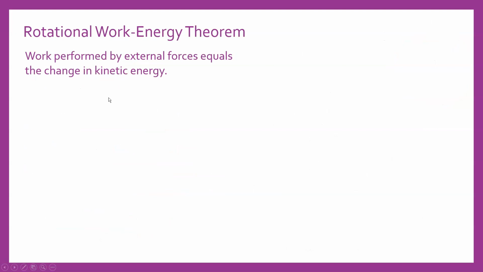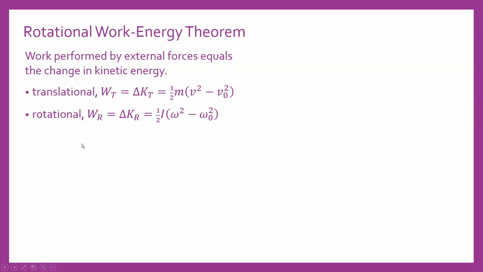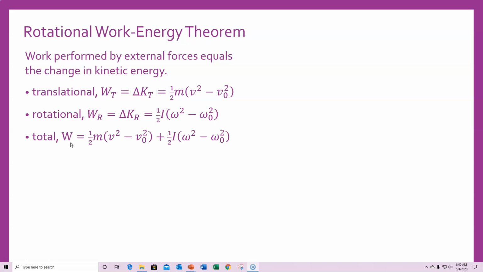Let's take a look at the work-energy theorem in rotational motion. We know work performed by external forces equals the change in kinetic energy. Translationally, we express it as the work into or out of a system is equal to the change in the translational kinetic energy. Well, no surprise for rotational motion, the rotational work is equal to the change in the rotational kinetic energy. And for the total motion, the total work is equal to the sum of the change in these two kinetic energies.